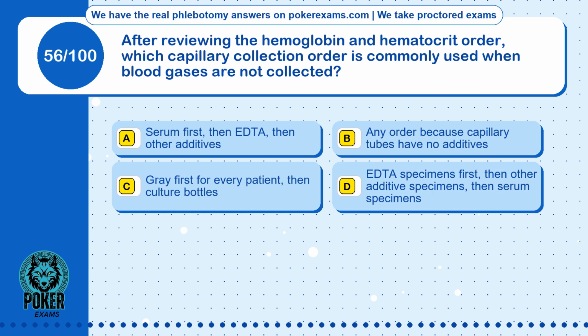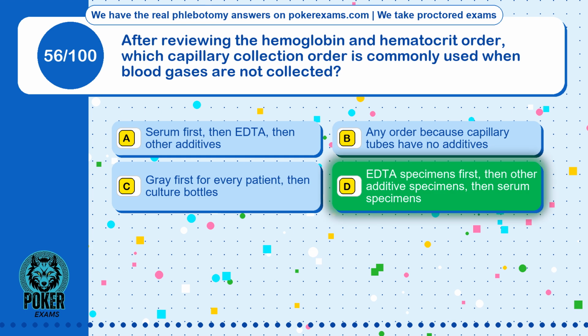Question 56. After reviewing the hemoglobin and hematocrit order, which capillary collection order is commonly used when blood gases are not collected? Option A, serum first, then EDTA, then other additives. Option B. Any order because capillary tubes have no additives. Option C, gray first for every patient, then culture bottles. Option D, EDTA specimens first, then other additive specimens, then serum specimens.